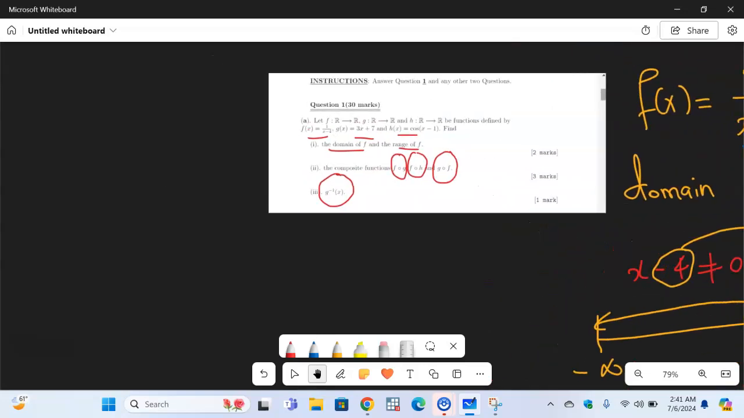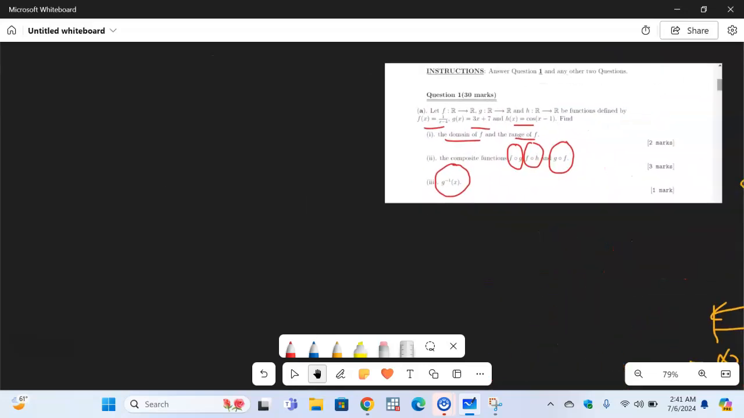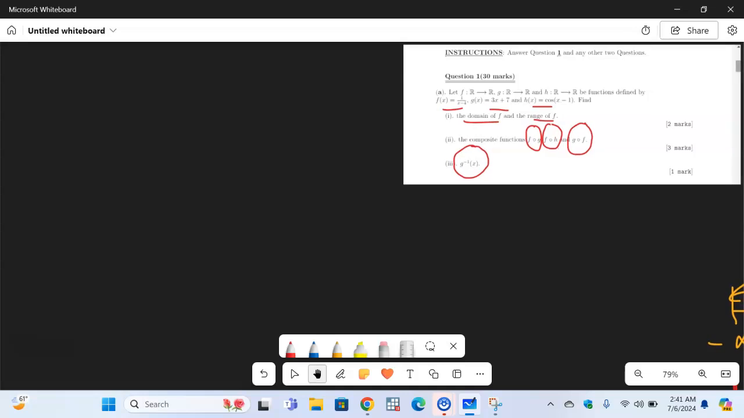The other question was the range of f. So domain and range of f. Let me see. The range of f of x: we have 1 all over x minus 4.